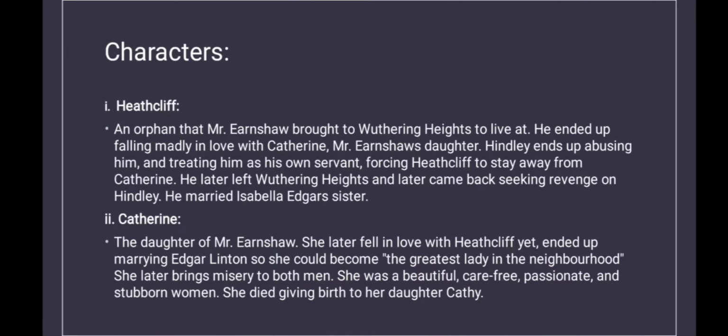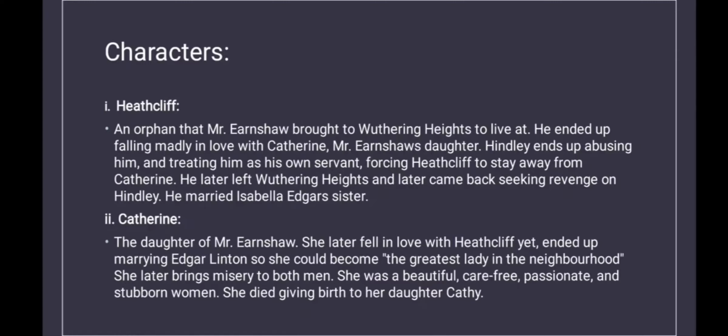The characters of the novel include Heathcliff. He is an orphan that Mr. Earnshaw brought to Wuthering Heights to live at. He ended up falling madly in love with Catherine, Mr. Earnshaw's daughter. Hindley ends up abusing him and treating him as his own servant, forcing Heathcliff to stay away from Catherine. He later left Wuthering Heights and later came back seeking revenge on Hindley. He married Isabella, Edgar's sister.